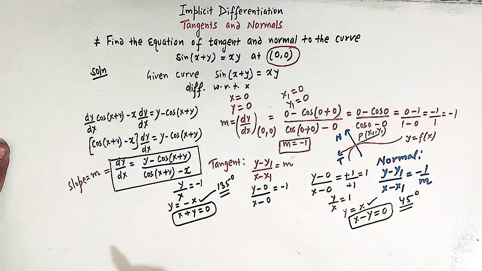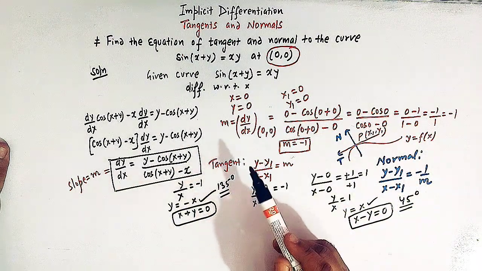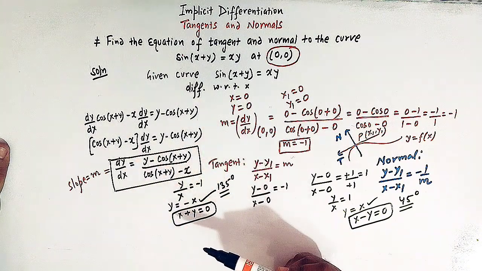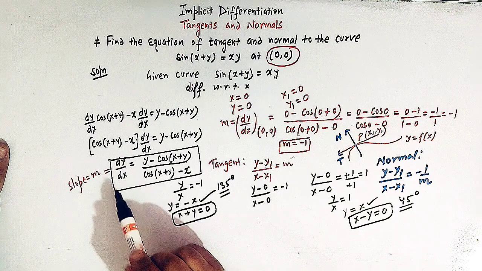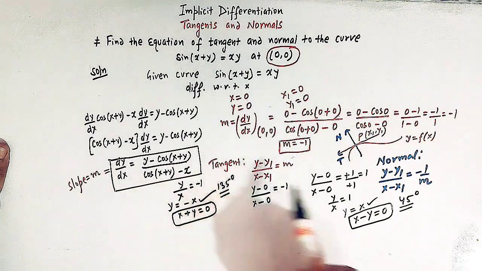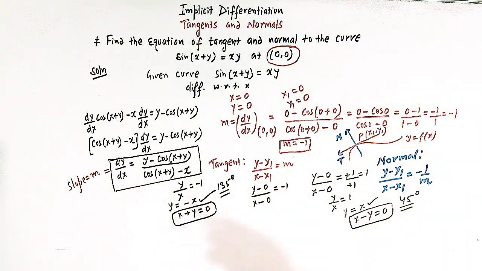So this is how, by making use of the concept of implicit differentiation, we can find out the derivative, the slope, and the equation of tangent and normal at the given point.